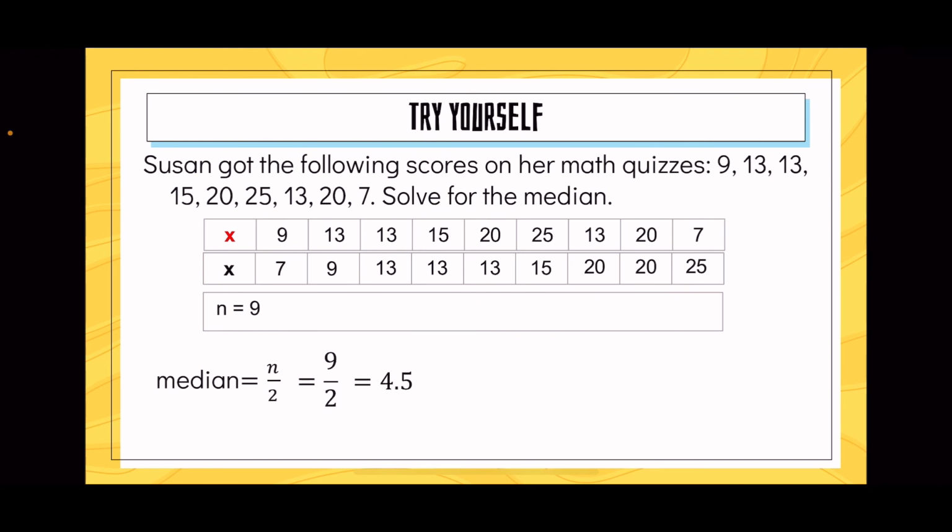And when you round off 4.5, what number is the fifth term? Very good. It's 13. Therefore, our median is 13.